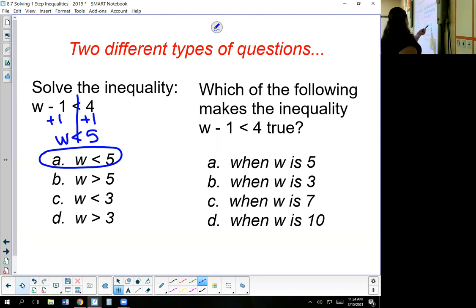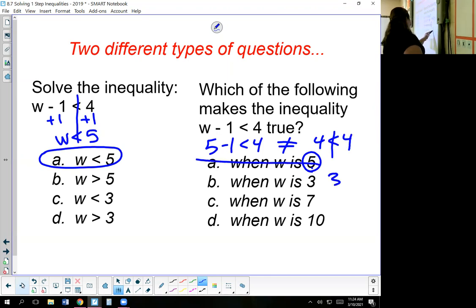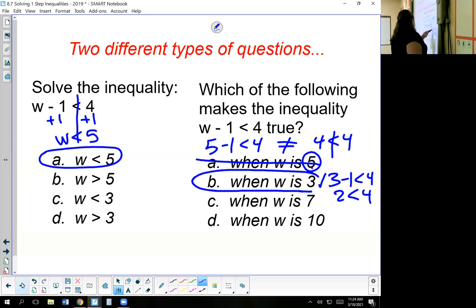So if it's true, it's only going to be one of these. All you do is take this and plug it in. So if I plug in 5, it's 5 minus 1 less than 4. No, it's not true because 4 is not less than 4. Can't do that one. We try 3. 3 minus 1 is less than 4. Is 2 less than 4? Yes, it is. So it's that one.